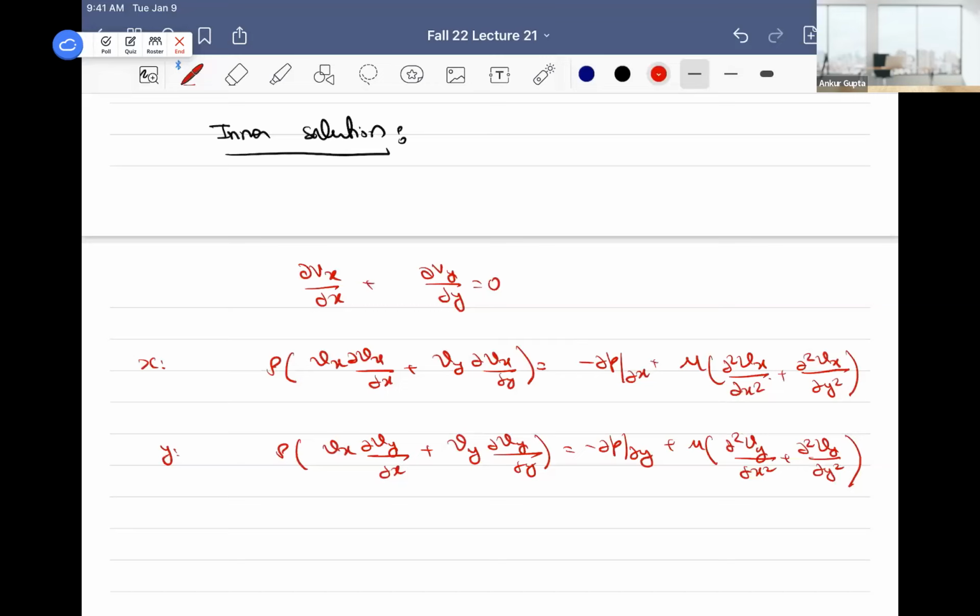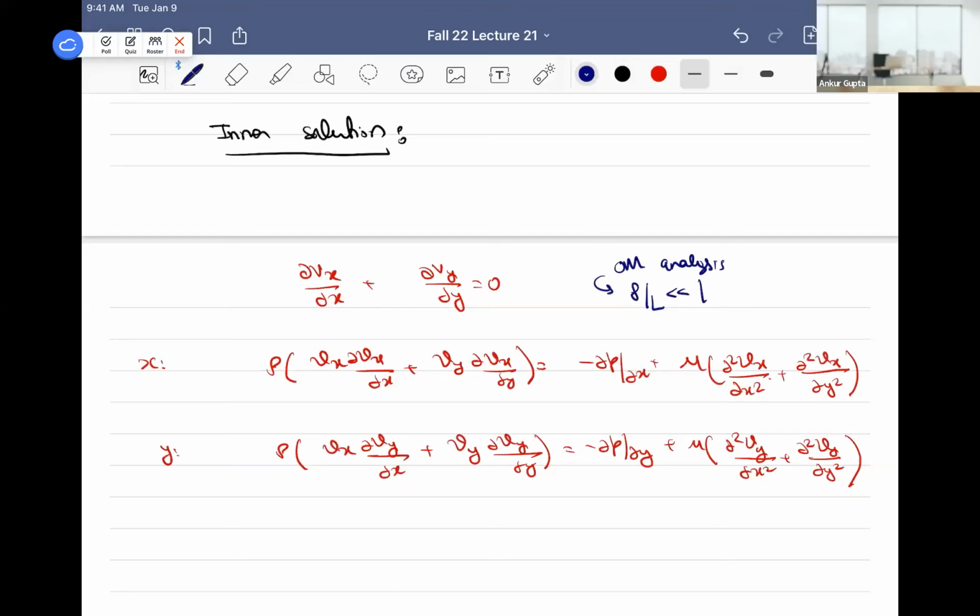So the next step is to actually simplify these equations further. Those equations are called boundary layer equations, and that is what we'll derive after the break. The next step is order of magnitude analysis on this equation, assuming delta by L is much smaller than 1.